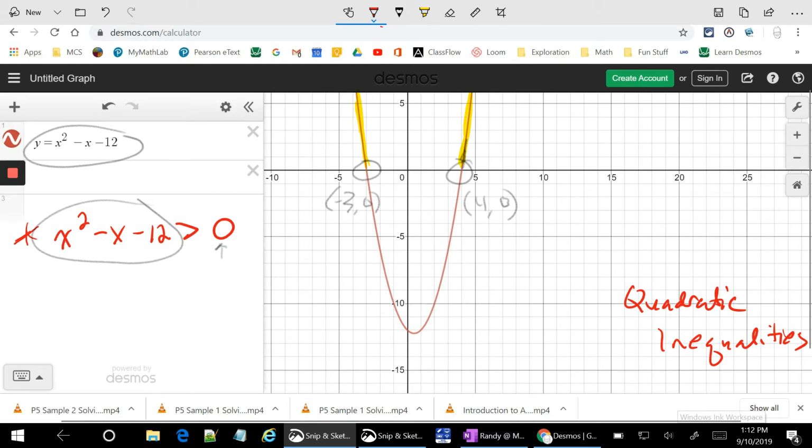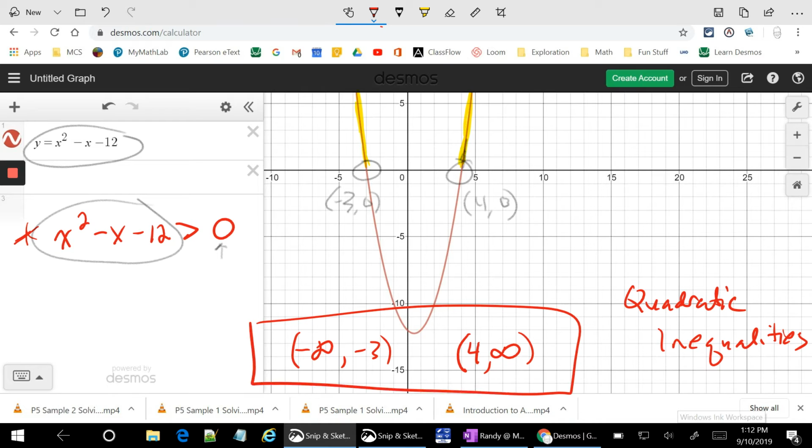So I can write that out in interval notation. Down here, I'll just say not including 4 all the way up to positive infinity, and here not including -3 all the way back to negative infinity. So that's the solution.